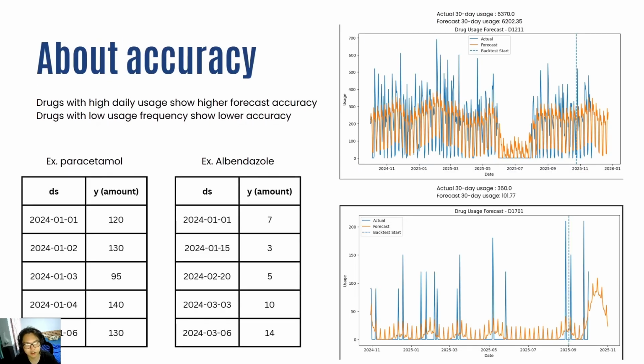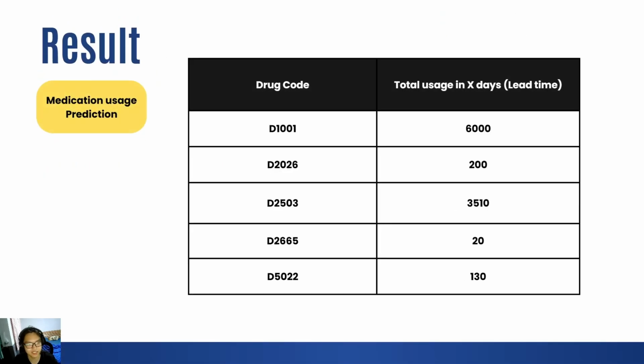So this is our challenge for Prophet on accuracy. We observe that drugs with higher daily usage tend to have higher forecast accuracy, while drugs with low or irregular usage usually show low accuracy. For example, the left table shows a drug that is used almost every day, and the right table shows a drug that has few uses. The graph on the right illustrates this difference between high frequency and low frequency drug usage patterns. So we use Prophet forecast data to create medication usage predictions.